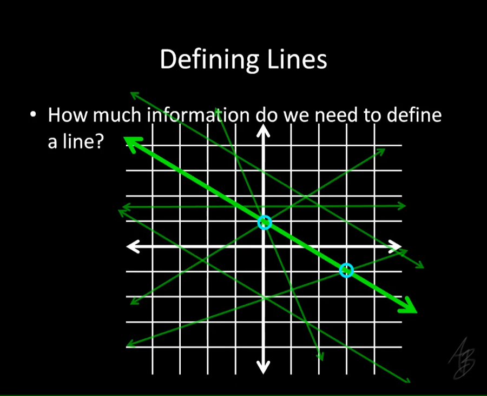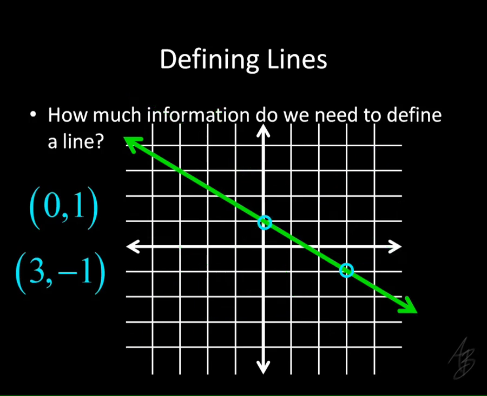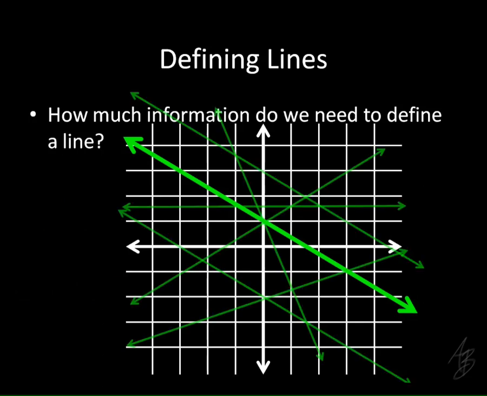However, in analytic geometry, there's another way to define a line. Oh, that's not where I was going with that. We already talked about that. So if I gave you those two points in analytic geometry, that would define that line and that line alone. No other line would go through those two points.